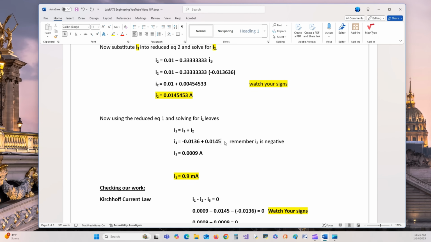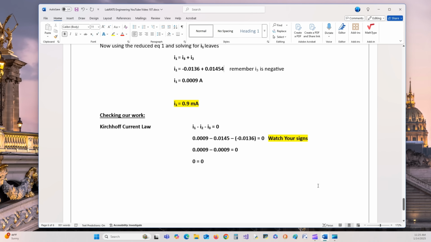145. Oh, I rounded it up, is what happened, because it is a positive, and I rounded it up because it is a 5 or greater. That leaves us I1 equals 0.00090009 amps, which is equivalent to 0.9 milliamps. Now I want to test my accuracy. I want to see if I got the correct values.